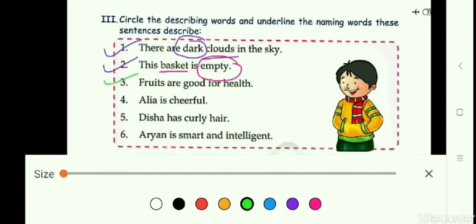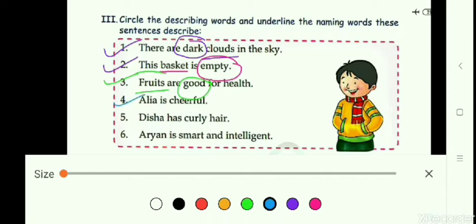Fruits are good for health. Now, here the noun is fruits. And how are fruits? Fruits are good. So the word good describes fruit. How are fruits? Fruits are good. So good is the describing word for the noun fruits. Then we have the fourth one.